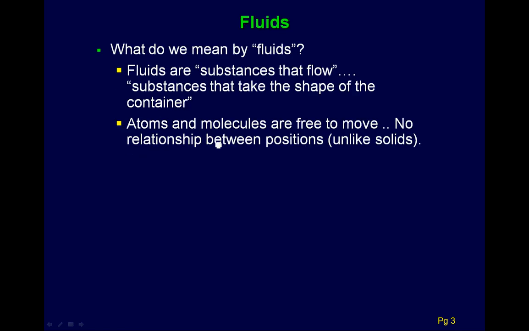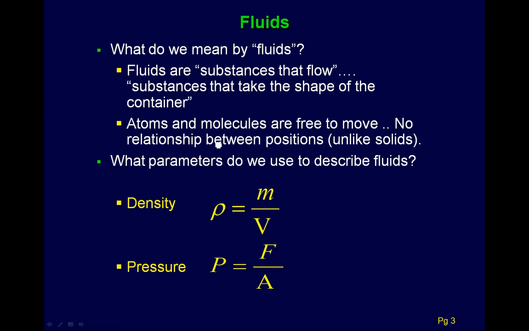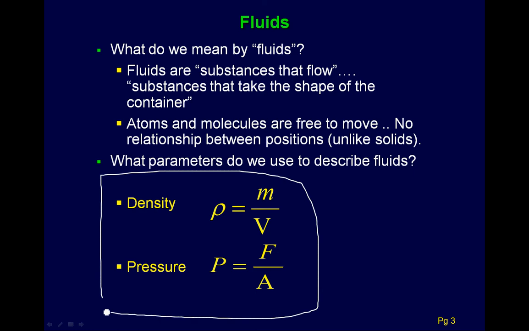And so fluids are substances that flow. They can take the shape of their container. The atoms and molecules are free to move, and there is no relationship between their positions. Now, we have to change the parameters that we use to describe fluids. It's going to be different than how we describe solids. The two parameters we're going to be using most to describe fluids are density and pressure. Density is the mass per volume, and pressure is the force per area.